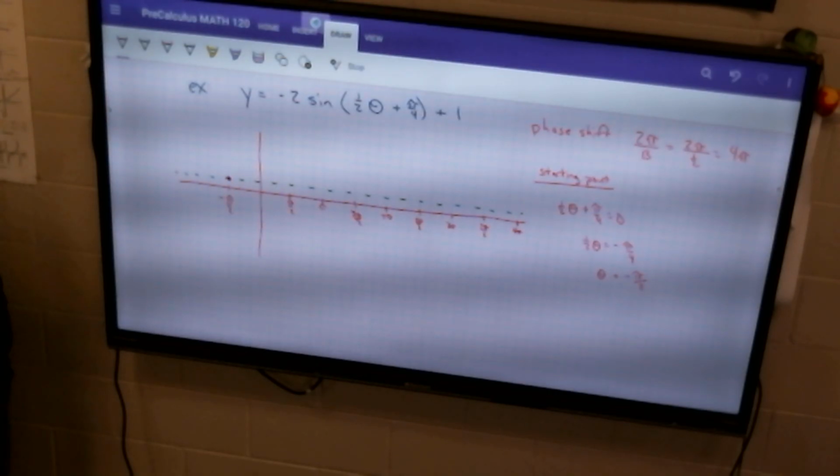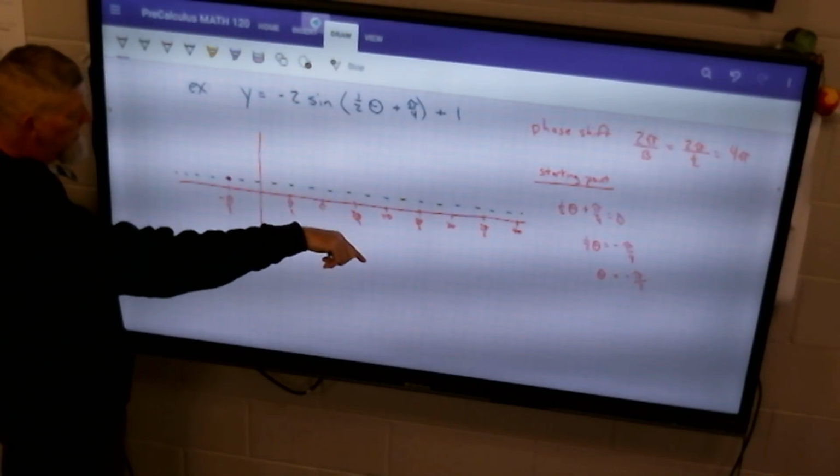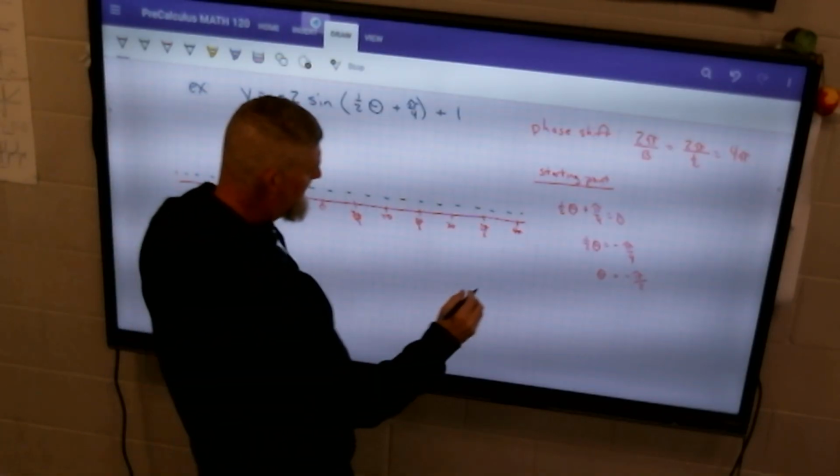So Jacob, I kind of like to do that first. Then I go back and say, okay, where's my ending point? So I've got my midline in there. I know it's going to start there. I know it's going to go down first, down 2. It's going to go back at the midline, up to 3, back down to 0. Where's the ending point going to be?